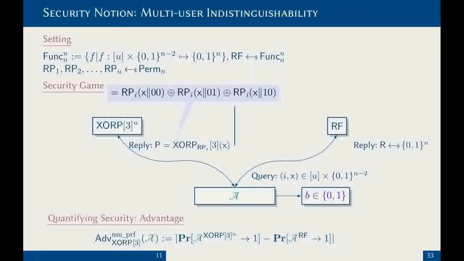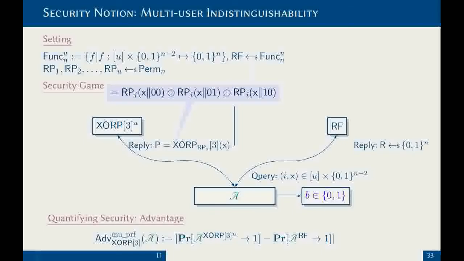So, like in the single user setting, we quantify the security of the construction by the adversary's advantage, which is the absolute difference between the probabilities when the adversary is interacting with the construction and when it is interacting with the random function.